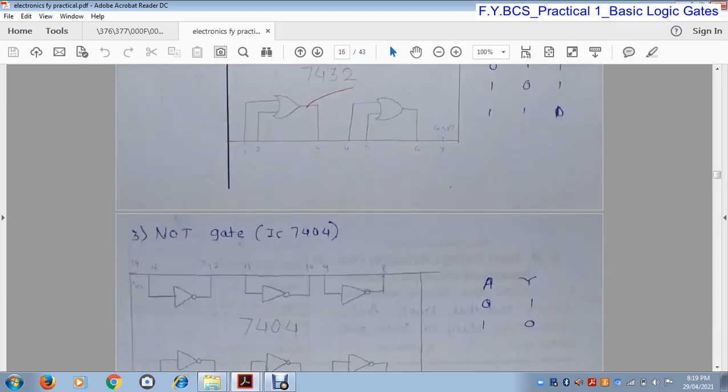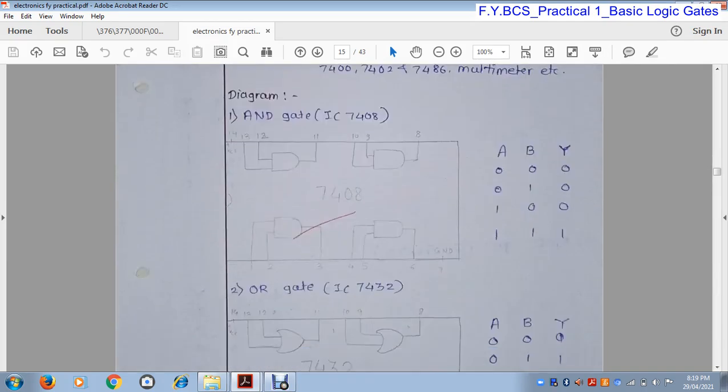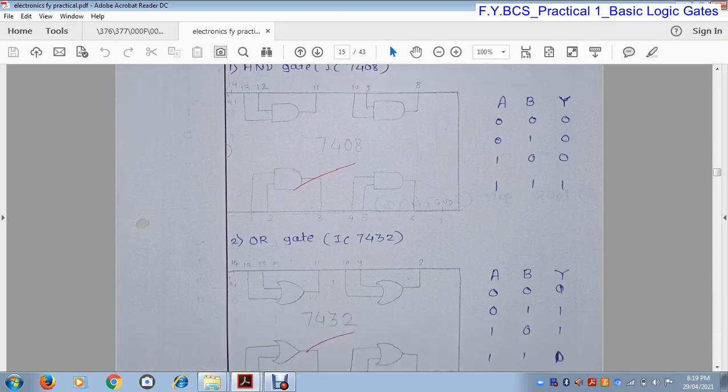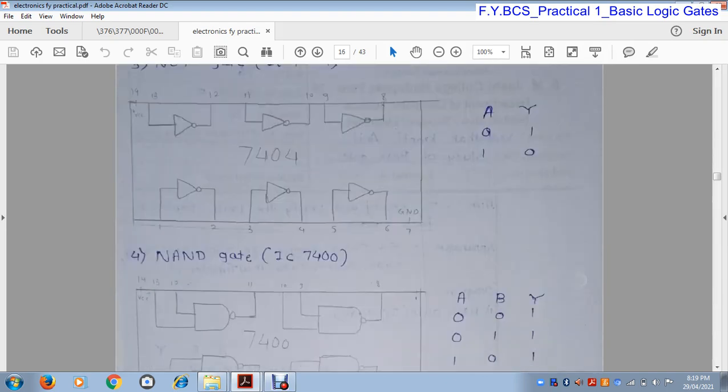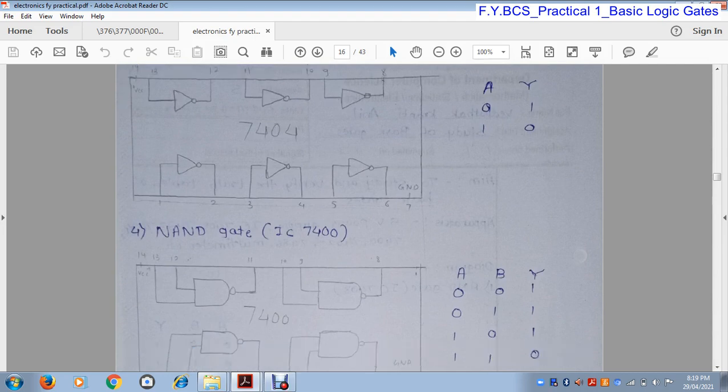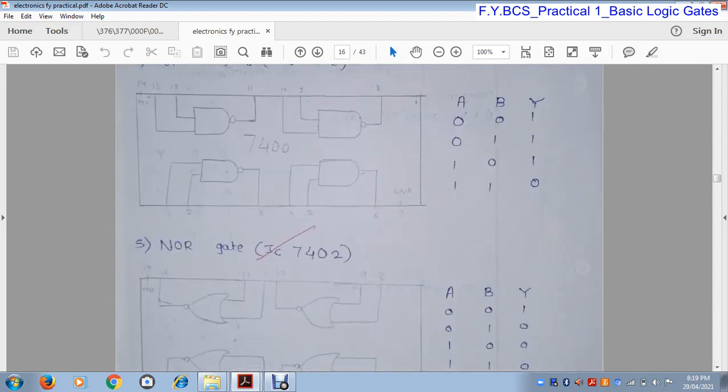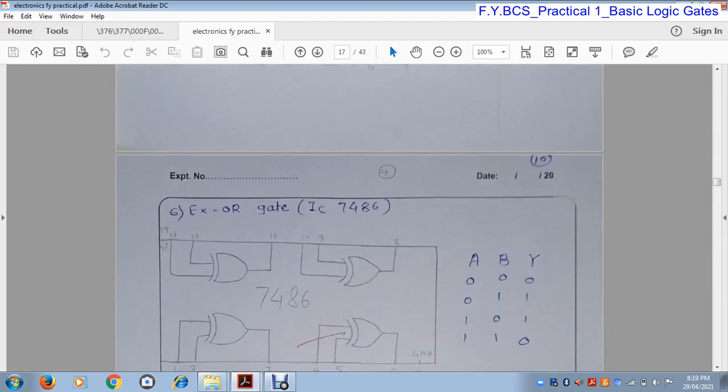Once again we will go over the ICs. This number is very important, so you have to remember each IC number for a particular gate. For the AND gate we use IC 7408. For the OR gate we use IC 7432. For the NOT gate we use IC 7404. For the NAND gate we use 7400. For the NOR gate we use 7402, and for the XOR gate we use 7486.